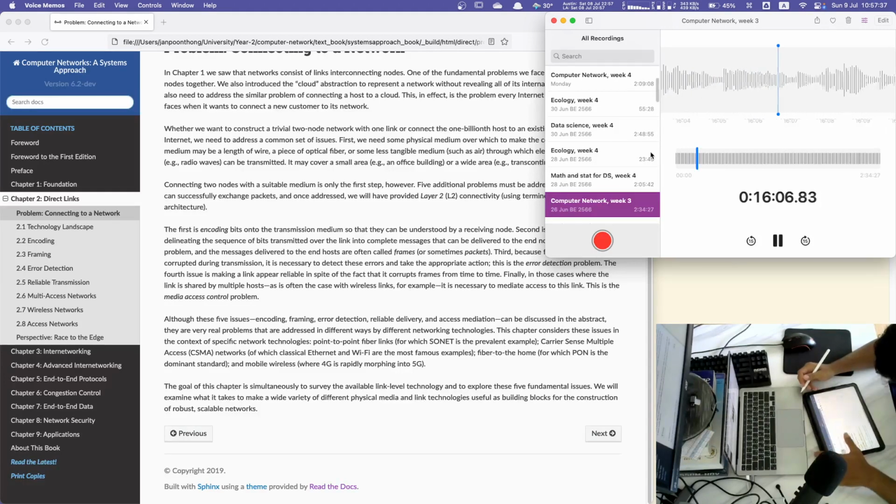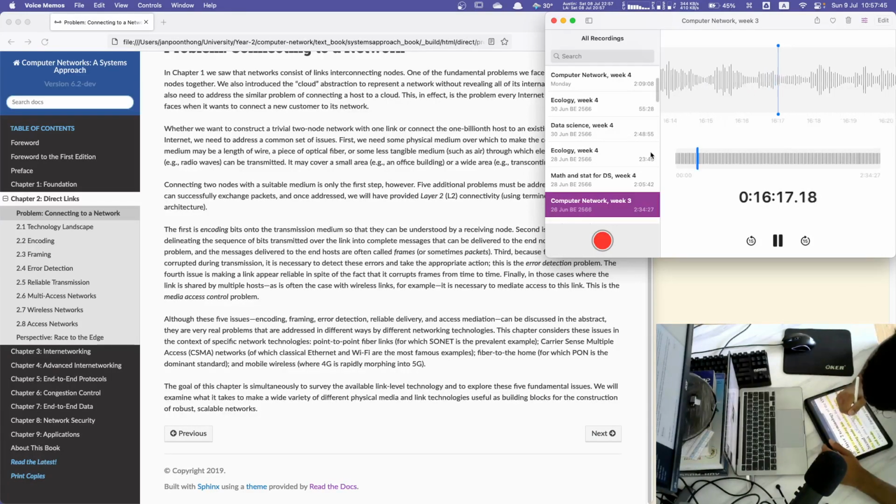Second, delineating the sequence means changing the pattern of the normal data. This is the binary data, and we change the pattern before sending. This delineating issue is a framing problem, to make frames. Then the third problem: because frames are sometimes corrupted during transmission, detecting them and taking appropriate action is necessary. This is the error detection problem.